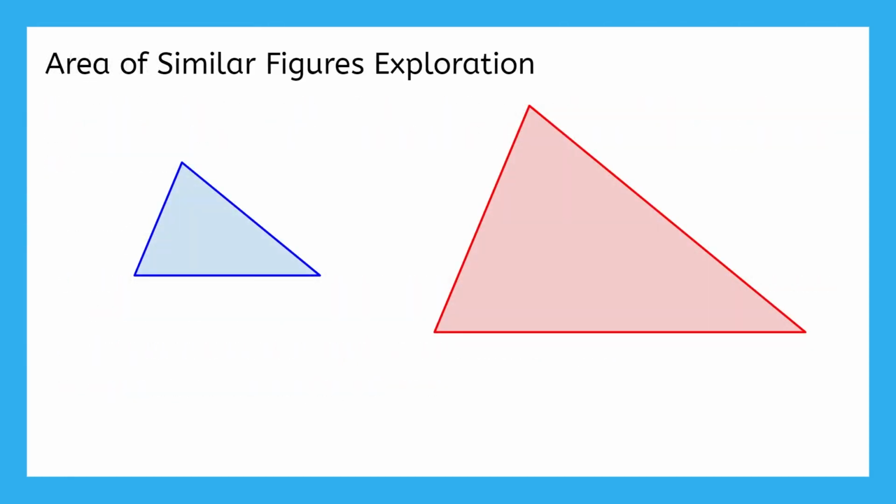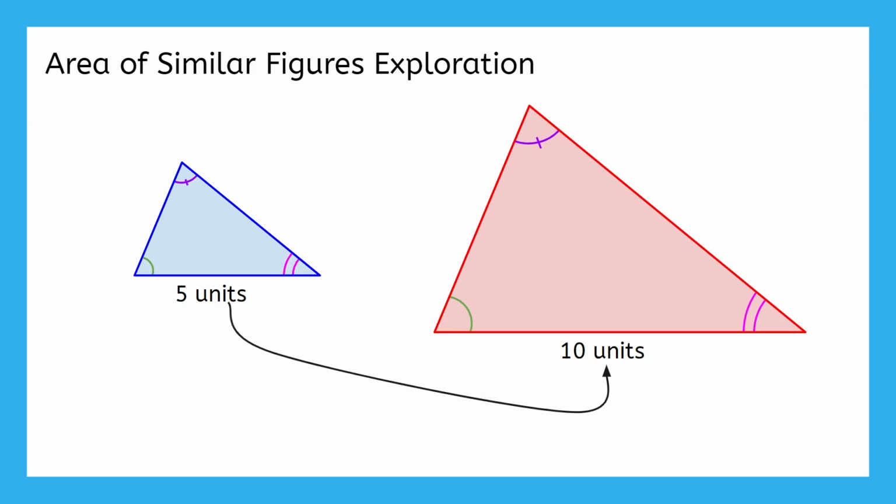If you think back to our unit on similarity, we learned that similar figures are 2 polygons of the same shape with congruent angles and sides that are proportional. We also learned that the proportional relationship between their side lengths can be represented by a scale factor. In this case, going from this small triangle to the big triangle, there's a scale factor of 2 for the side lengths. But what about their areas?